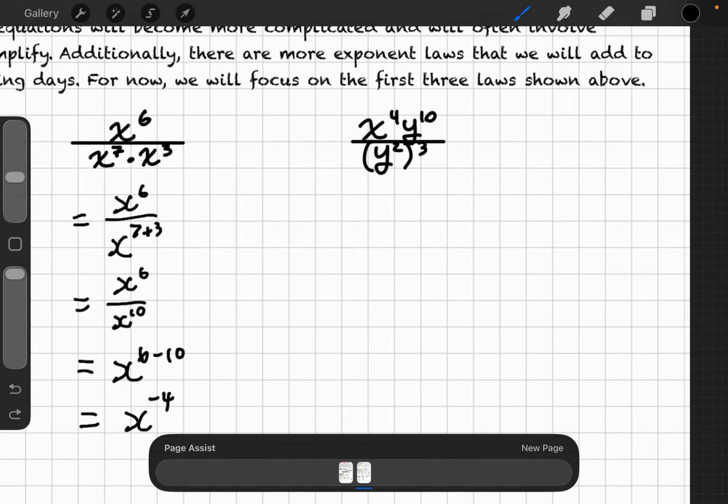So then we look at the bottom. When we look at the bottom, it is y to the power of 2 to the power of 3. Ah, yes, we can simplify this. This is the power of a power law. So let's simplify the bottom first. So x to the power of 4 times y to the power of 10 over y to the power of 2 to the power of 3. If we apply the power of a power law, 2 times 3, right? Y to the power of 2 times 3, which is equal to x to the power of 4 times y to the power of 10 over y to the power of 6.